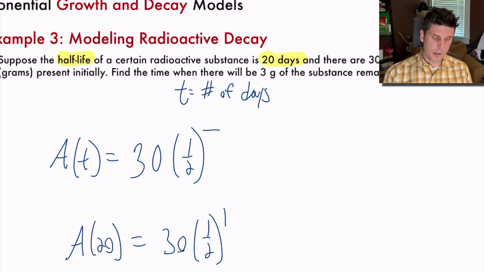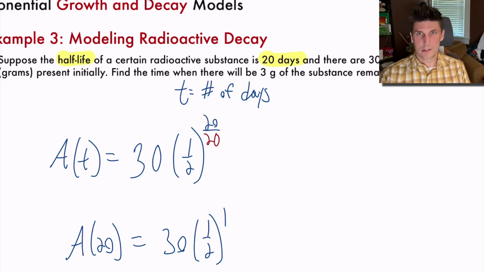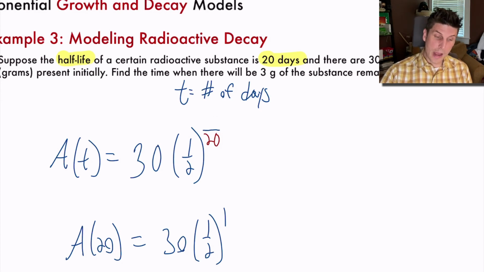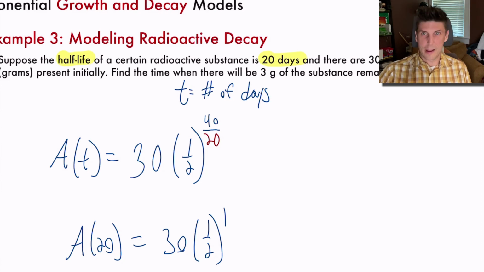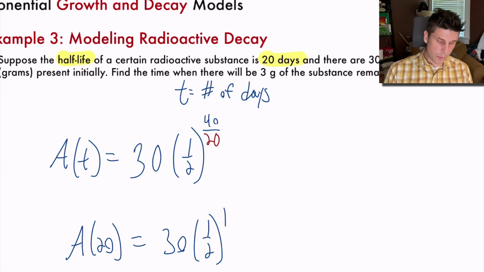So we need to put t over some number here to get it to become, in this case, a 1. So if you guessed 20, you were right, because if I plug in 20, 20 over 20 is 1, right? So if I were to plug in 40, that'd be 2 half-lives, right? 40 divided by 20 is 2. And then now I can multiply 30 by 1/2 squared. So that's 1/2 times 1/2, and so on and so forth. So it looks like we figured this out.